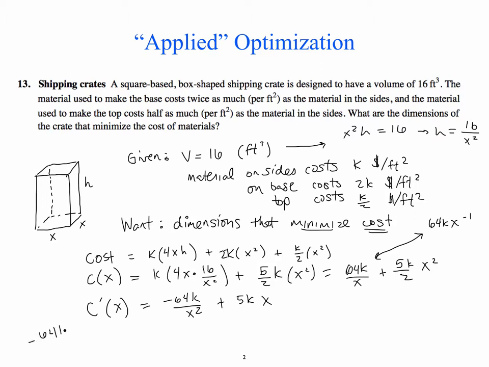We get negative 64k over x squared plus 5kx equals 0. This is where I find a lot of calculus students struggle, because this is algebra, and it's been a while since you've been asked to do algebra, okay?